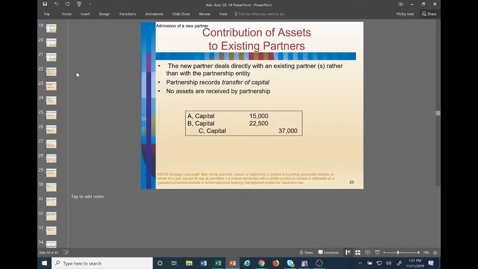The partnership records the redistribution of capital interests by transferring all or a portion of the seller's capital to the new partner's capital account, but does not record the transfer of any assets. So to illustrate, assume the following facts.